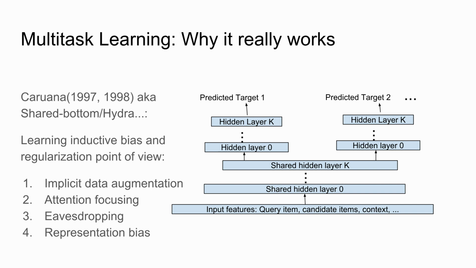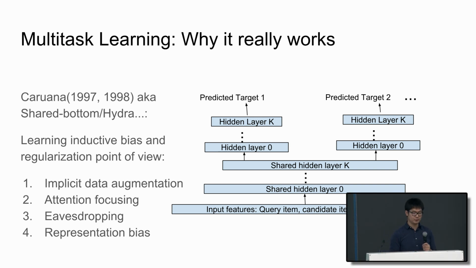And one explanation for why it works really well relates to inductive bias and regularization. By learning multiple tasks together, you actually get an implicit data augmentation, meaning that you see more labels, not from the same task, but from probably highly related tasks. Also, it enforces attention focusing: when you're training your model, the training data has a lot of noise, and by learning multiple tasks together, you focus on the most important information rather than noise.